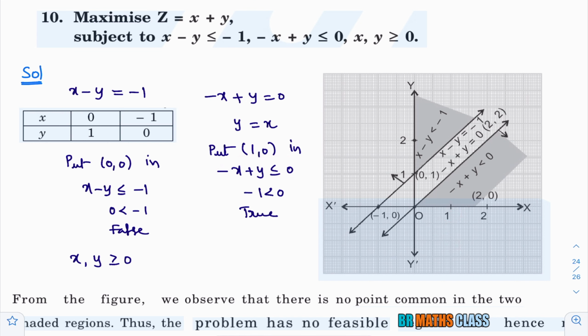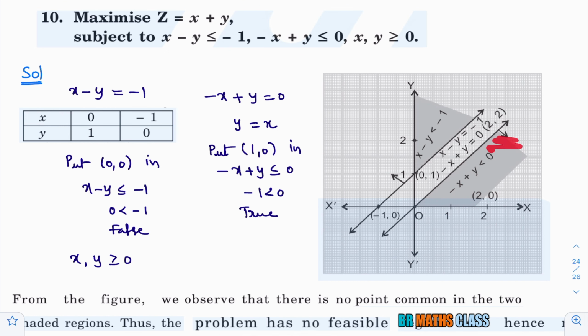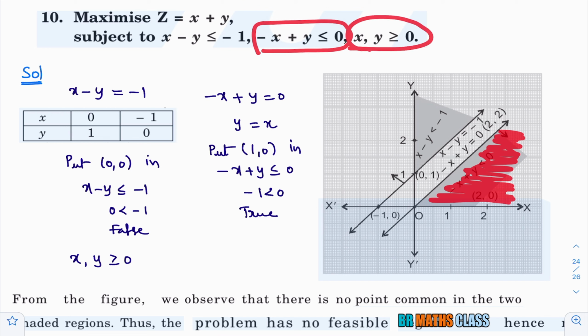We already did this type of problem earlier, where I explained more clearly. Now, I took a point here and substituted it in this inequality. I got that it is true. As it is true, which side do I need to shade? The side where I took the point. So this is the solution of this inequality. As they gave x greater than or equal to 0 and y greater than or equal to 0, our solution will be in the first quadrant only. So this is the solution of this inequality when combined with this.